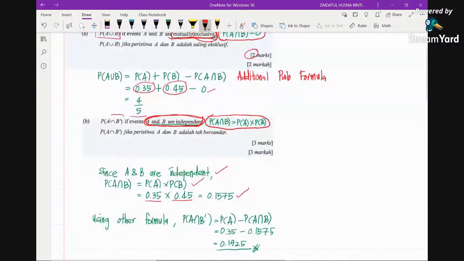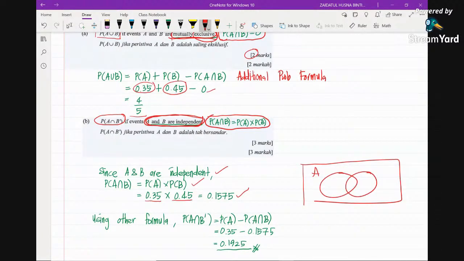Now the question says find A intersect B prime. If you draw a Venn diagram, where can we obtain the region A intersect B prime? A intersect not B, which means the region is here. So this is the region A intersect B prime. How can we obtain the formula? A intersect B prime means probability of A minus probability of A intersect B. Probability of A is given 0.35 and A intersect B has been obtained from the previous step just now. So we just perform the subtraction and this is the answer. Again 3 marks here, so you need to allocate only 3 minutes.